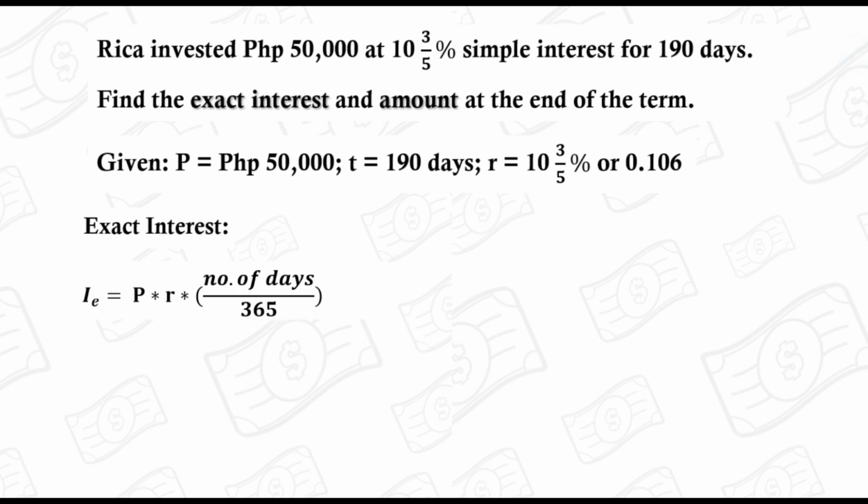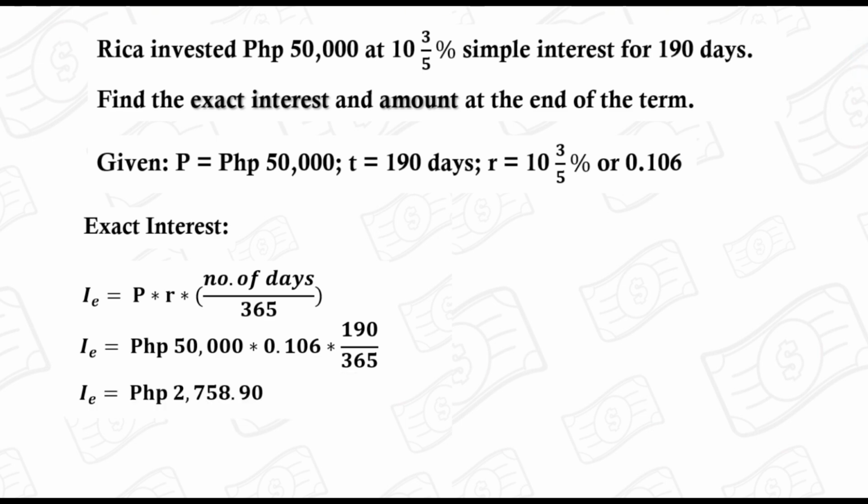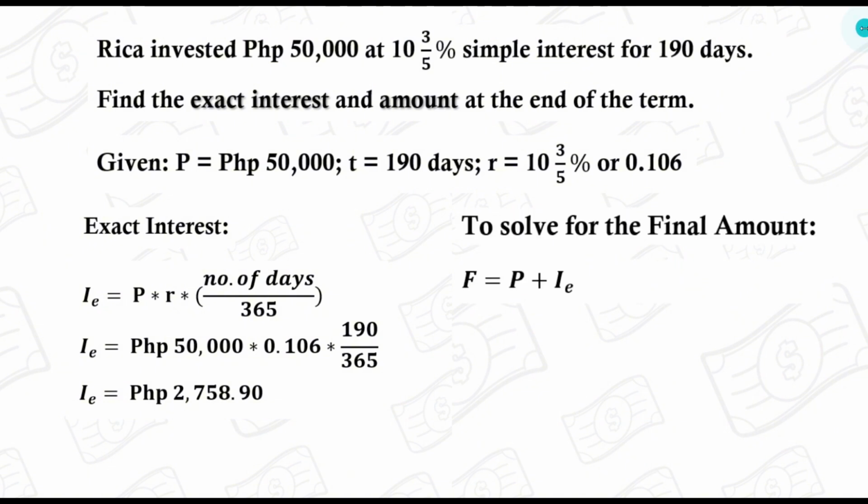So let's substitute the given values into the exact interest formula. Multiply 50,000 pesos times 0.106 times 190 over 365. The exact interest will be 2,758 pesos and 90 centavos. Now we have to find the final amount. To solve the final amount, we have the formula F equals P plus I_E, or the final amount equals the principal amount plus the exact interest. So substitute the values of the principal amount and the exact interest.